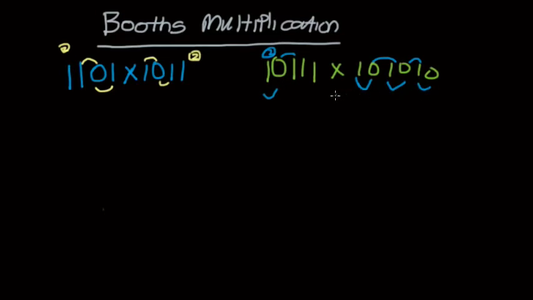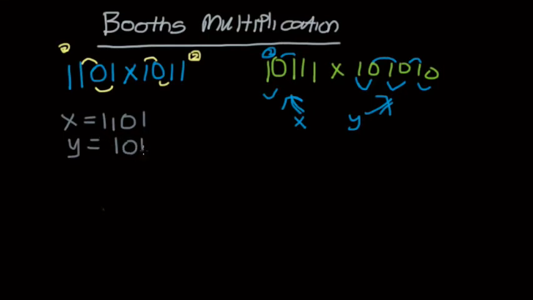So in this kind of example, your x is going to be 1 0 1 1, and your y is going to be 1 0 1 0 1 0. We can pick any one of these two to be your x or your y, because they have the same number of switches between them. So right now we'll just say our x is equal to 1 1 0 1, and our y is equal to 1 0 1 1.